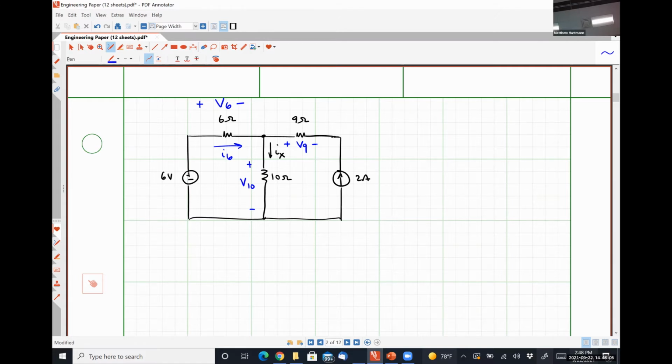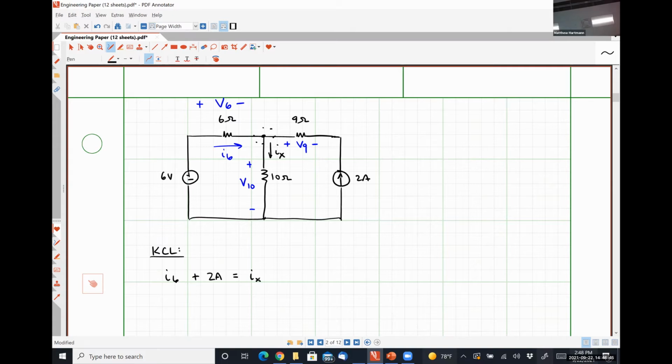All right. So if our ultimate goal is to figure out what that current Ix is, one approach we might take is applying Kirchhoff's current law to that top middle node, this guy right here. So if we apply KCL, we would see that I6 plus 2 amps is equal to our current Ix.